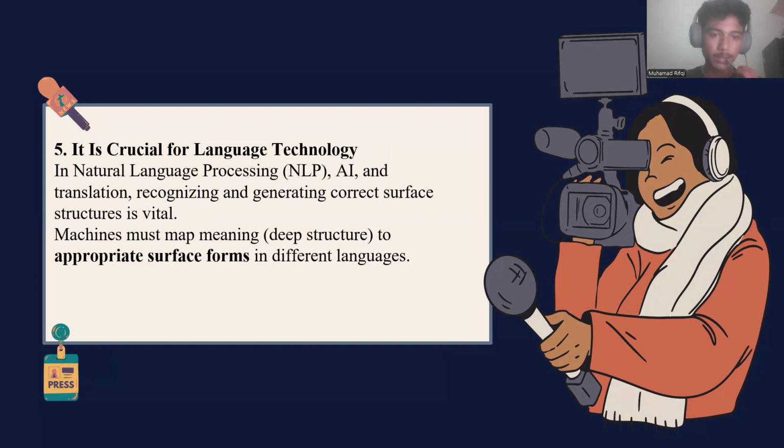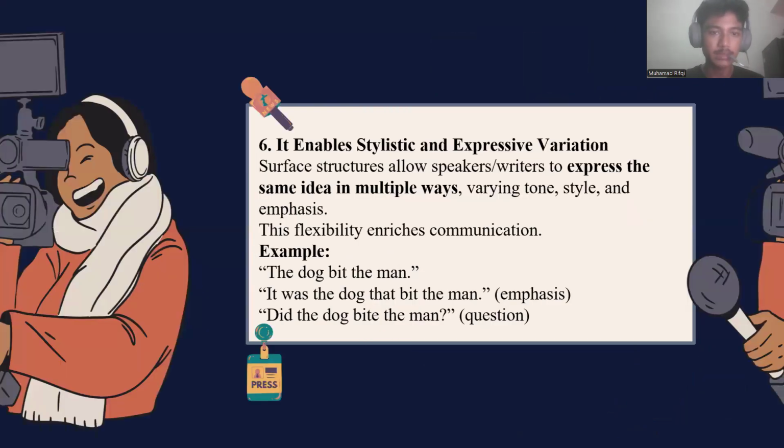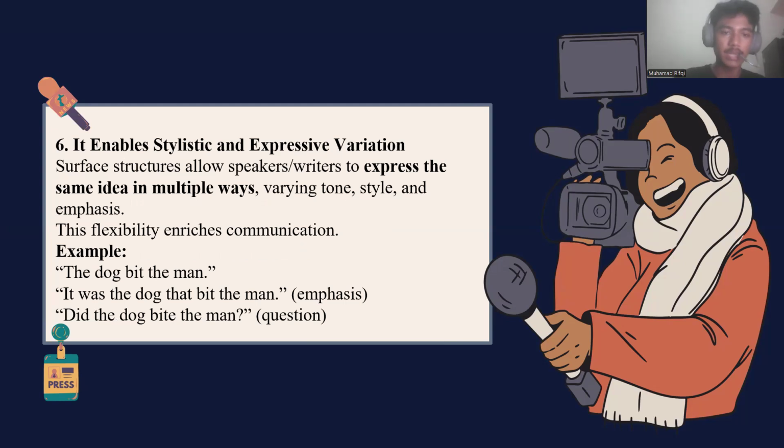In natural language processing, NLP, AI, and translation, recognizing and generating correct surface structures is vital. Machines must map meaning, the deep structure, to appropriate surface forms in different languages. Number 6, it enables stylistic and expressive variation. Surface structure allows speakers and writers to express the same idea in multiple ways, varying tone, style, and emphasis.